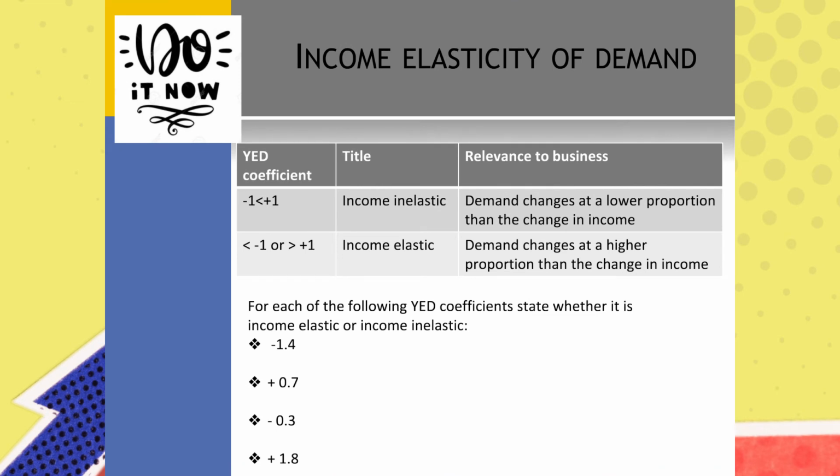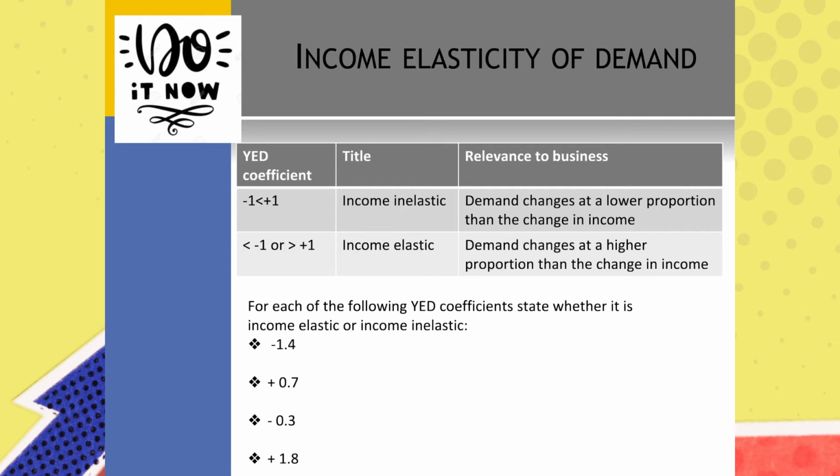So here's another activity to complete, please. We could conclude that the coefficient, this is the number that tells us whether it is inelastic or elastic. If it is between -1 and +1, we call this income inelastic, which means that the demand would change at a lower proportion than the change in income. So just have a think about what that means.